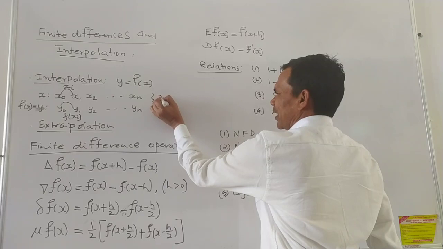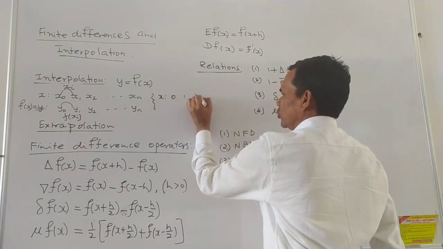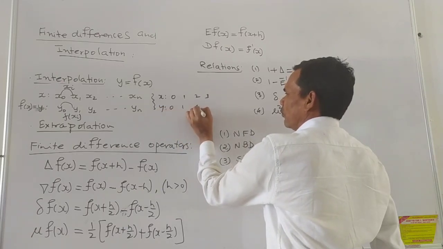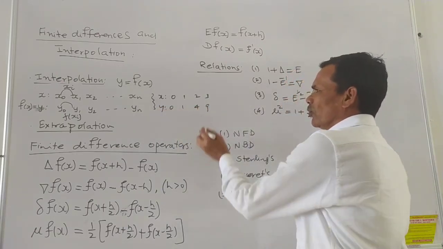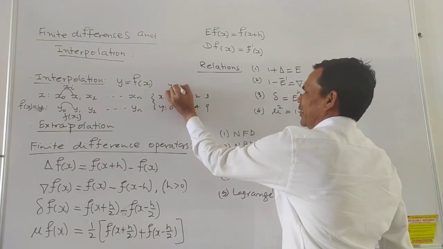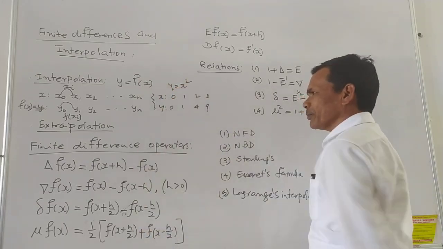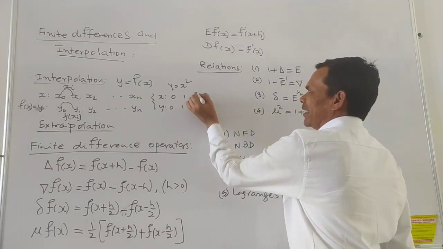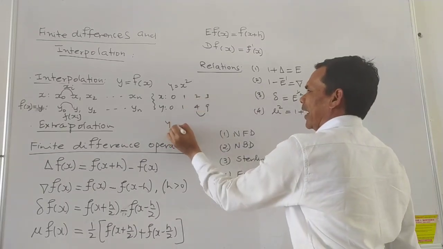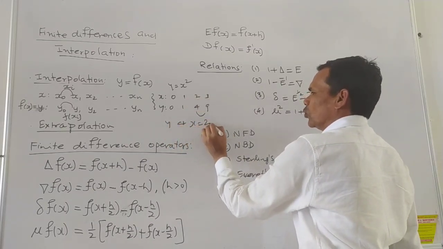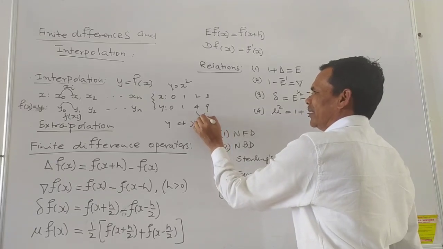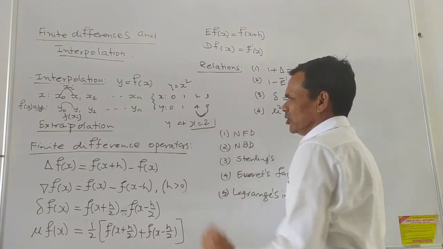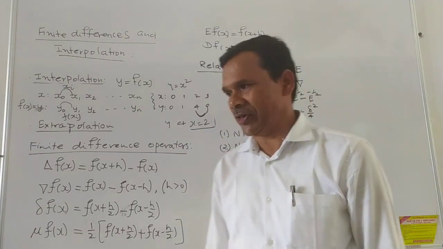For example, suppose I take x as 0, 1, 2, 3 and the corresponding values of y as 0, 1, 4 and 9. If you observe, this function is y is equal to x square. Suppose you need to find the value of y at x is equal to 2.1, which is naturally located between 4 and 9. This process is nothing but interpolation.